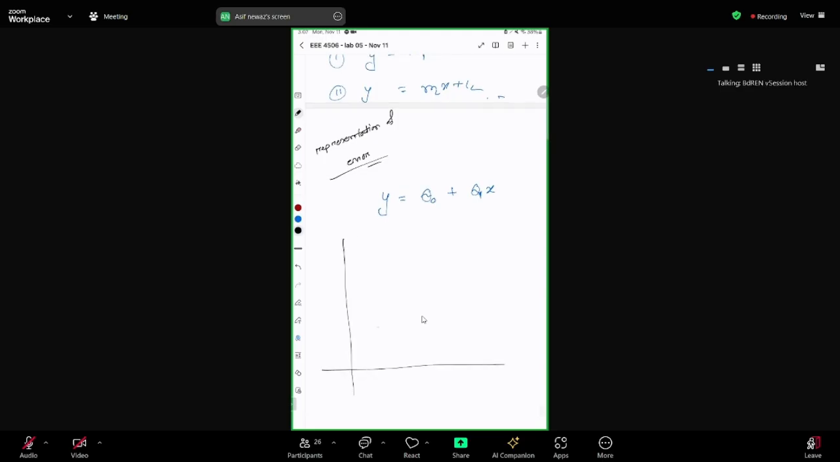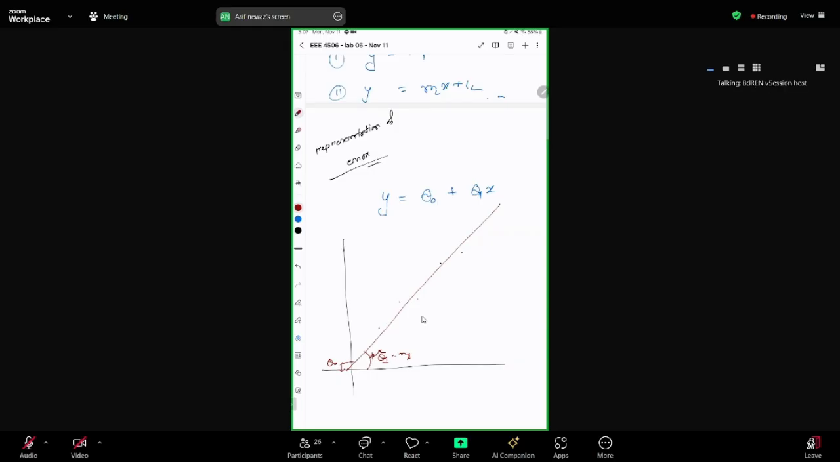Let's say this is the data points that we have, and this is the line that we draw. This will be my theta 0, and the slope that we can find, that is my theta 1. So here we can find the slope, tan theta 1. Now, how do you find the error?